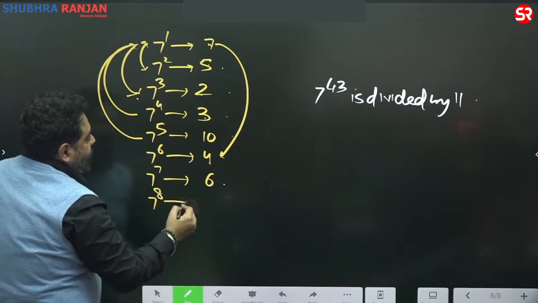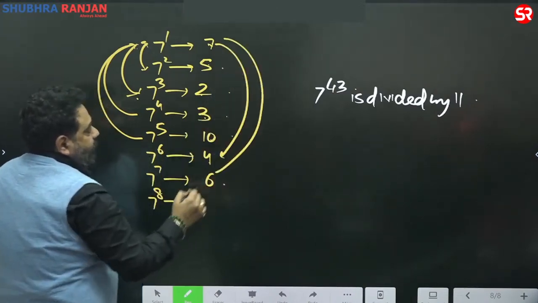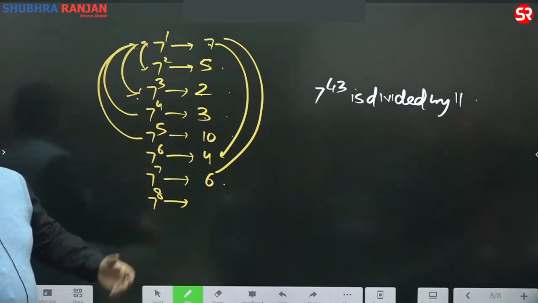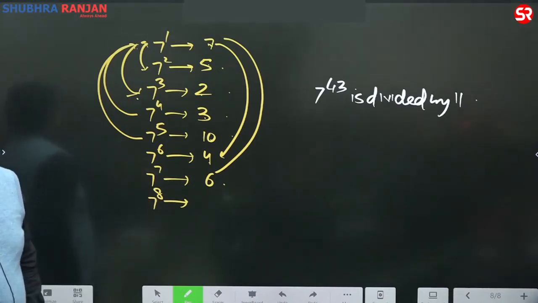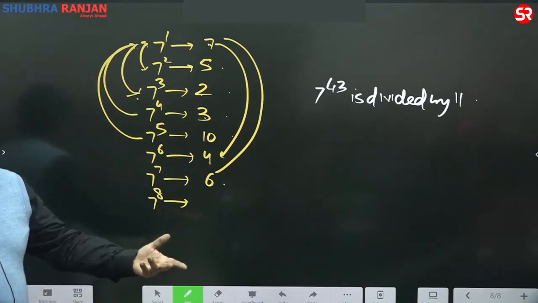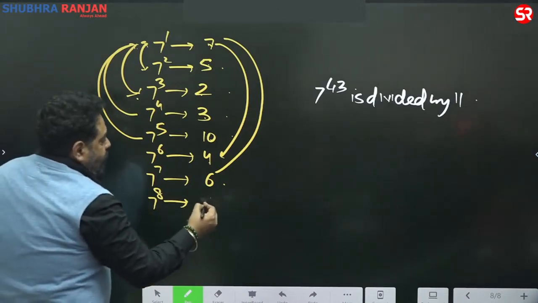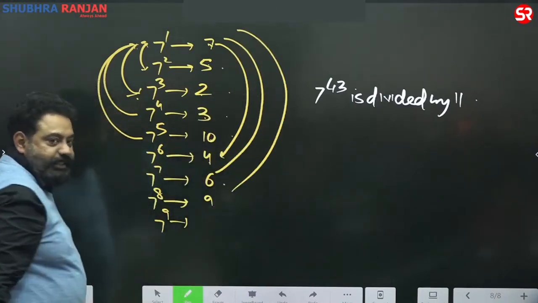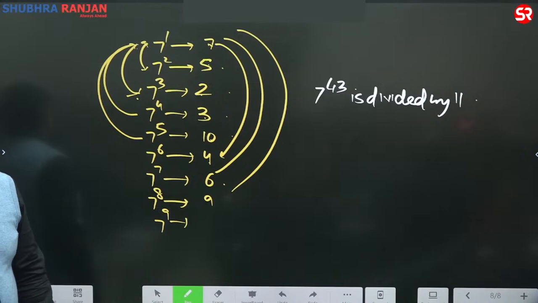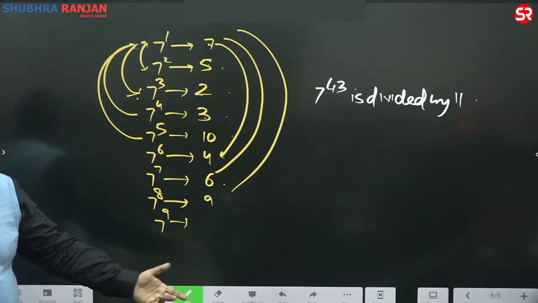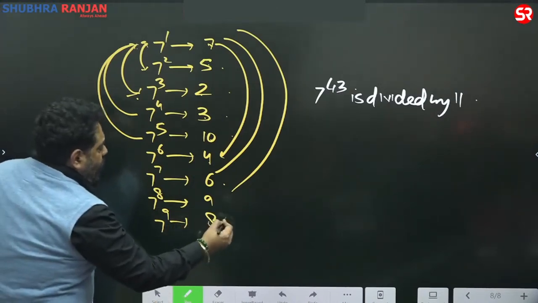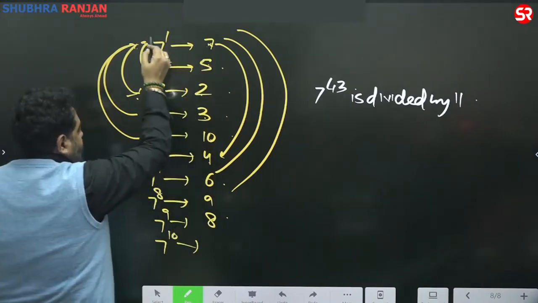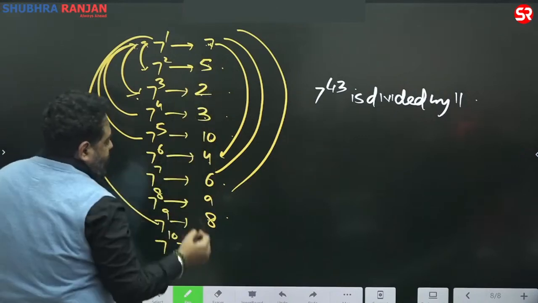7 to the power 8 would give you 7 into 6. 7 6s are 42. 42 when divided by 11 comes out to be how much? 9. 33 is an exact multiple. 9. Then 7 to the power 9 is what? Sir, 7 into 9, 63. 63 when divided by 11 comes out to be 8. I don't bother. 7 to the power 10 is what? Sir, this into this. 7 into 8, 56 gives you 1.